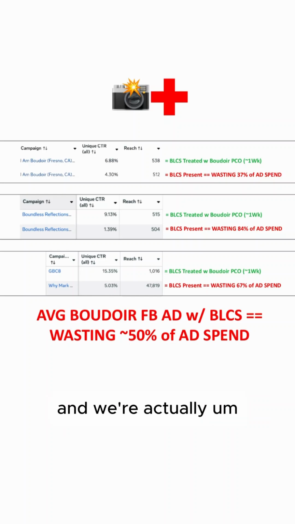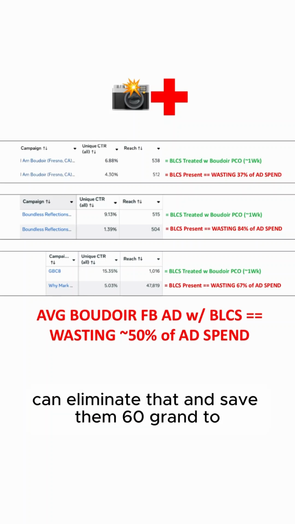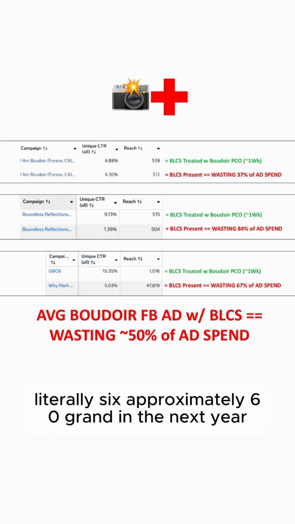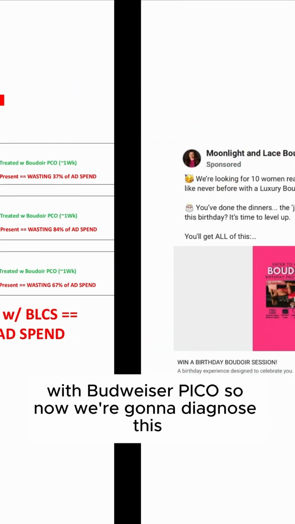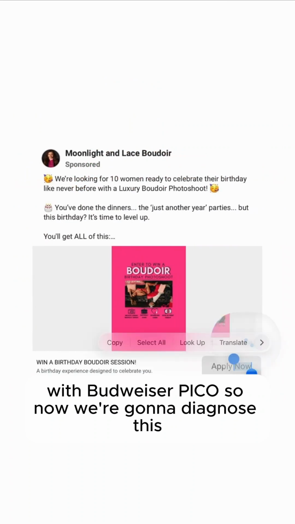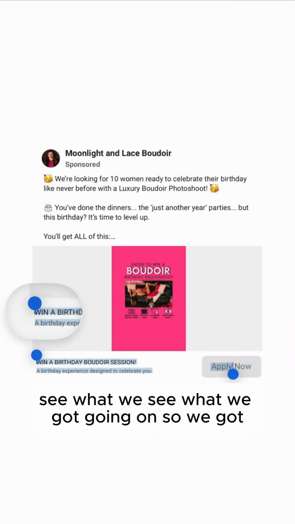And we can eliminate that and save them 60 grand, literally approximately 60 grand in the next year if they're spending at least 10 grand a month in Boudoir Facebook ads with Boudoir Pico. So now we're going to diagnose this, see what we got going on.